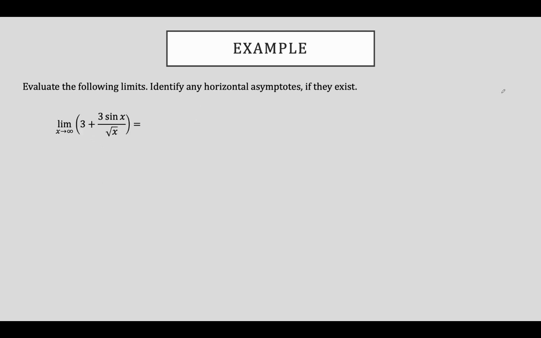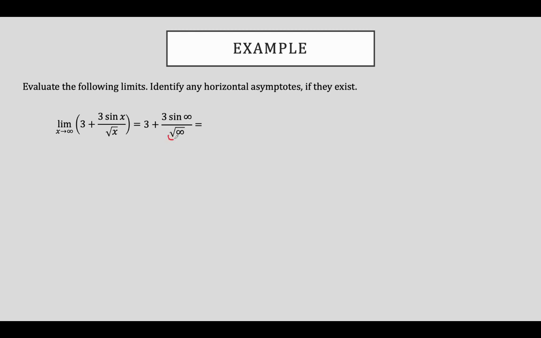Let's take a look at one more here. Evaluate the following limits. Identify any horizontal asymptotes if they exist. So we have the limit as x approaches infinity of 3 plus 3 sine x divided by the square root of x. Well, let's do our direct sub and see what happens. 3 plus 3 times the sine of infinity divided by the square root of infinity.